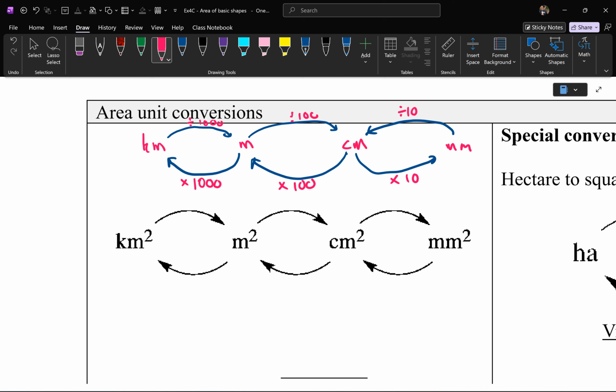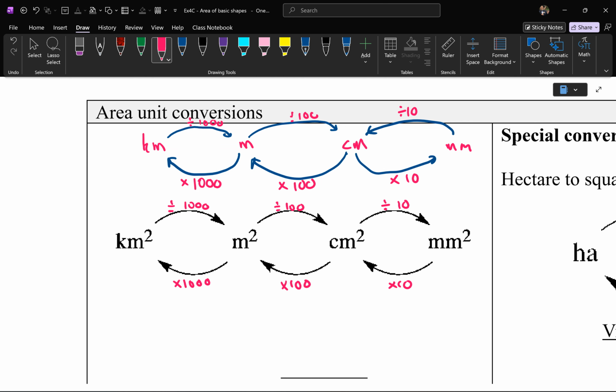All right, so what about area now? See, area still follows the same thing. You still times 10, times 100, still times by 1,000. This is still divided by 1,000. This is still divided by 100. And this is still divided by 10.